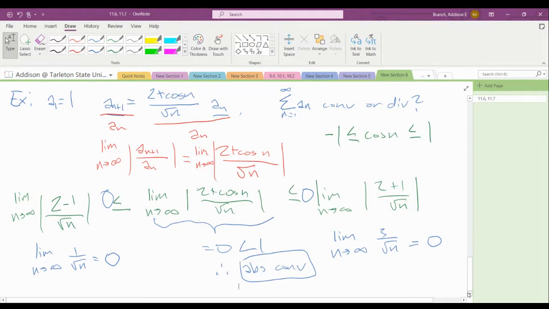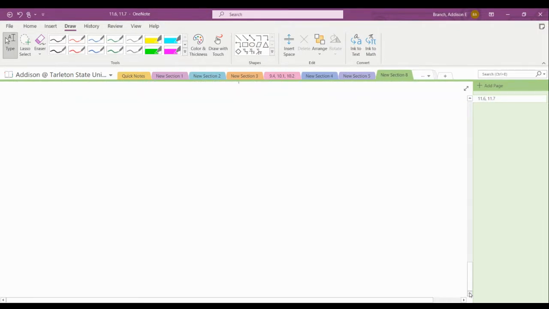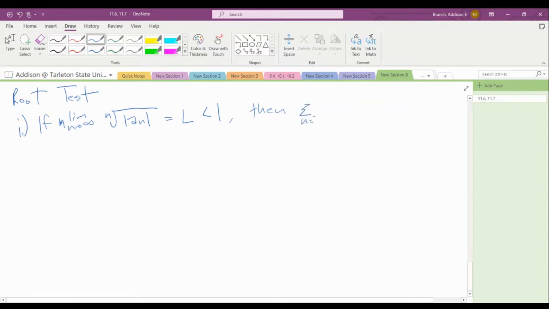All right, so that's what I have on the ratio test. Let's go ahead and move on to our root test. So our root test is actually going to be very, very similar to our ratio test. Once again, just like the ratio test, it has 3 pieces. The first being that if the limit as n approaches infinity of the nth root of the absolute value of a sub n is equal to some finite L, and that L is less than 1, then the series of a sub n is going to be absolutely convergent.